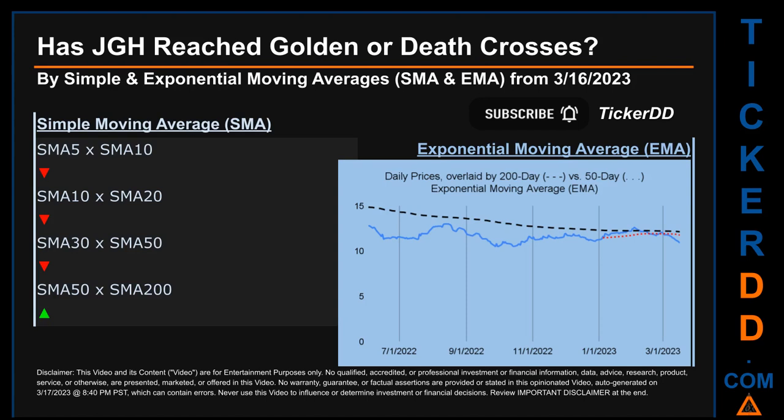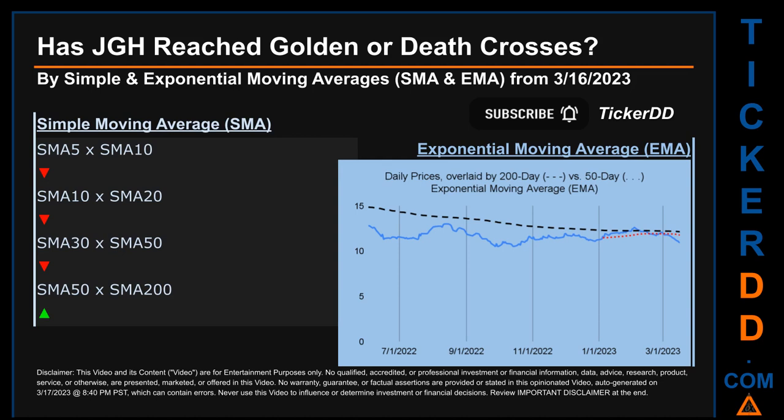Has JGH price reached golden or death crosses? Golden Cross and Death Cross are basic signals that compare average prices across two specified trade day ranges, a short-term versus a long-term range. For example, 5-day versus 10 trade days. Essentially, a golden cross is a bullish signal. It appears when a ticker's short-term moving average crosses above its long-term average. Vice versa, a death cross is a bearish signal when the short-term crosses below its long-term moving average.